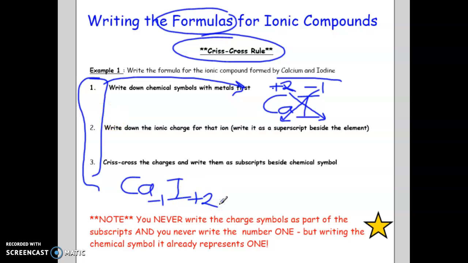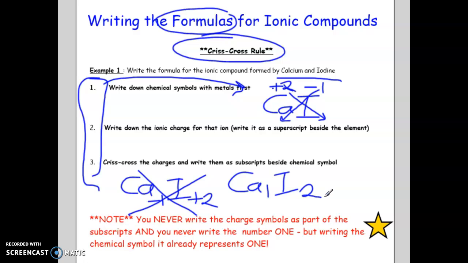So first of all, you've never seen an element in a chemical formula with pluses and negatives, right? So when you're writing out your crisscross value, you only write the numbers. You never write the plus and negative.